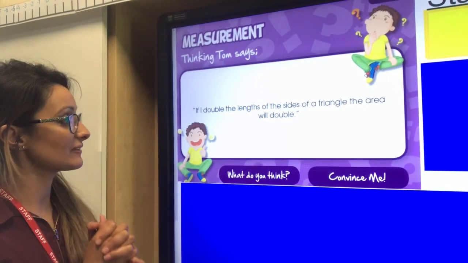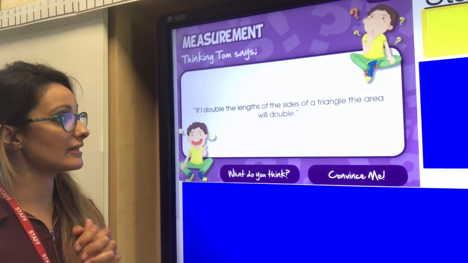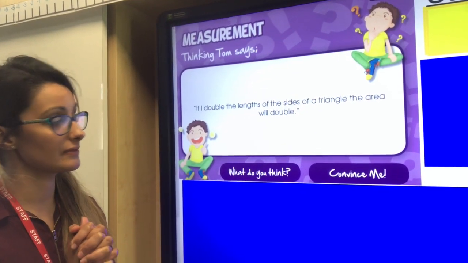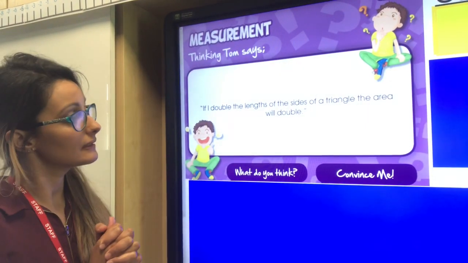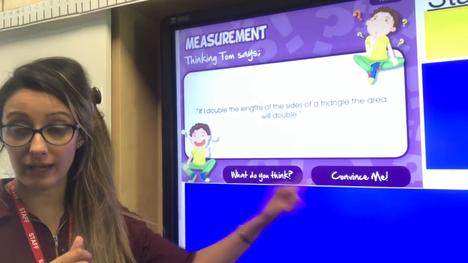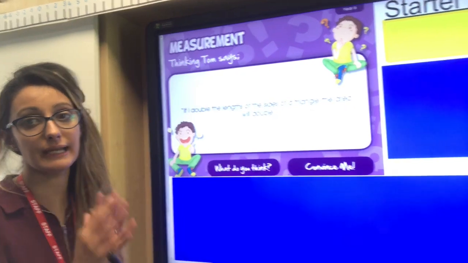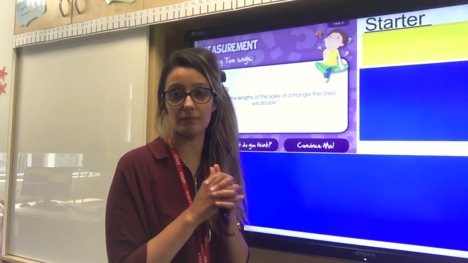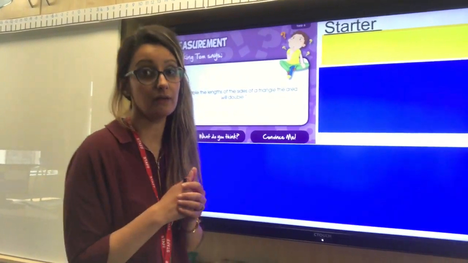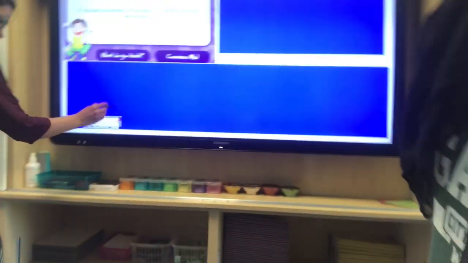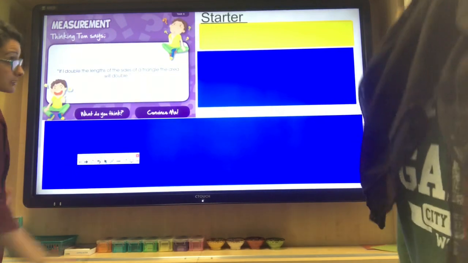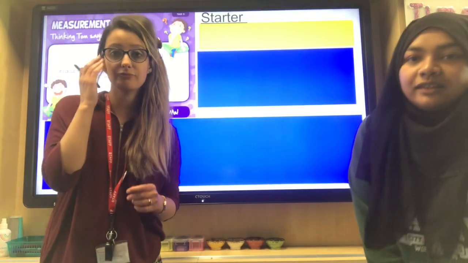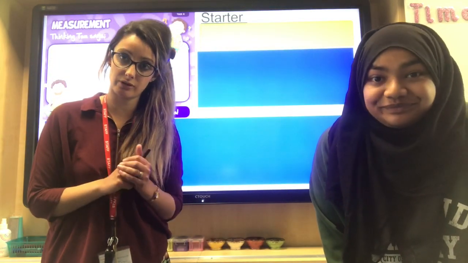Okay, let's look at that statement again. If I double the lengths of the sides of a triangle, the area will double. And what do you think? You have to convince me. I'm going to show you a layout that you could use at home, and you would need to do 2 or 3 examples before you could justify your thoughts on this. The first thing I need to do is remember the formula for calculating the area of a triangle.